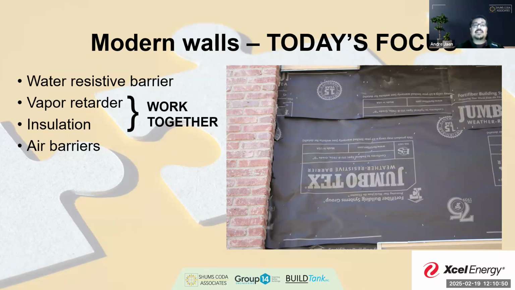Vapor retarder and insulation work together. And again, this goes back to that concept of permeability. So a couple of these really work together in a unison-like fashion. And if you're thinking about one, you kind of can't think about the other without understanding. You notice water resistive barrier is kind of out on its own. And to a degree, that's kind of true.